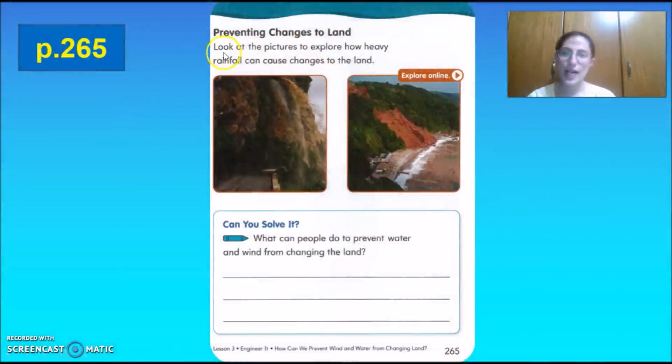Preventing changes to land. Look at the pictures to explore how heavy rainfall can cause changes to the land. If you observe carefully, we could check out how landslides caused a big change to the land. Again, preventing changes to land. Look at the pictures to explore how heavy rainfall can cause changes to land.